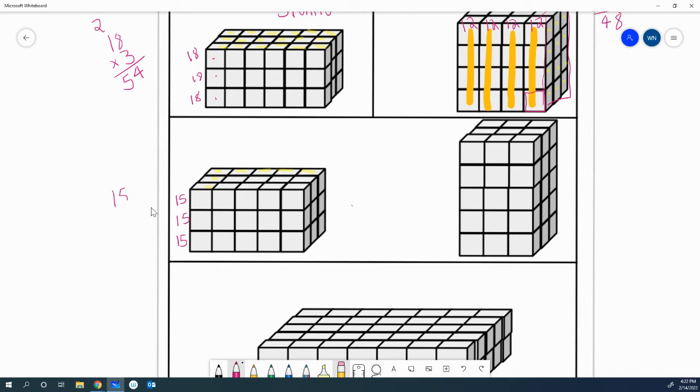I know that if I multiply 15 times 3, 3 times 5 is 15, I'm going to get 45. So this one is 45 units cubed. Let's look at our next one.